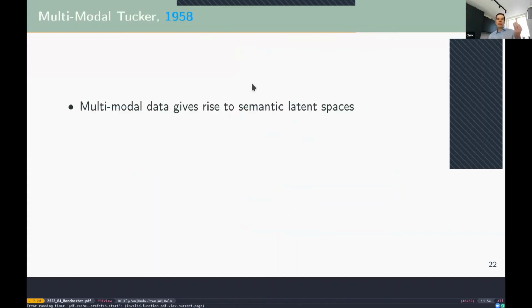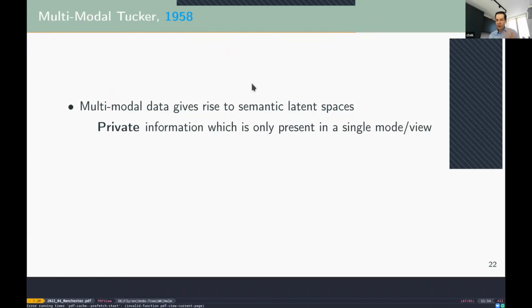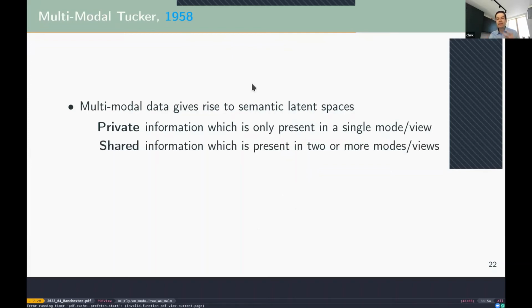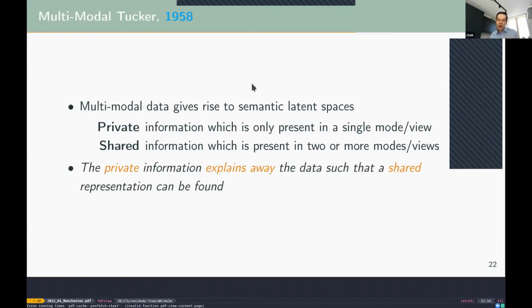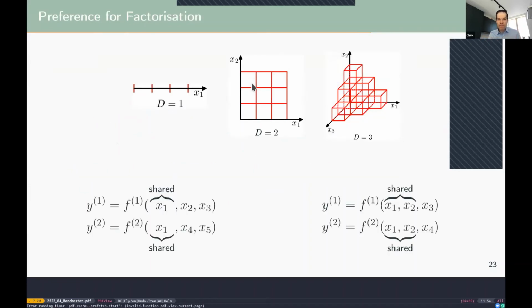So what I want to highlight is that multimodal data effectively gives rise to these notions of semantic latent spaces. The notion of information which is private is stuff that's only present in a single view or modality, while the information that's shared is stuff that's present in two or more views of a problem. So what we said was that the private information explains away the data such that the shared representation can be found, right? Cool. So how do we then effectively learn this, right?